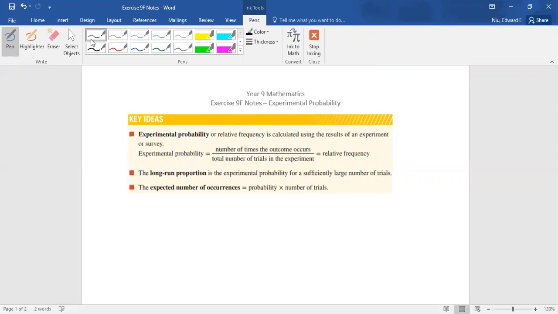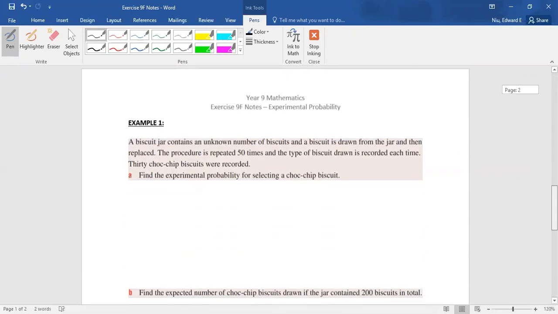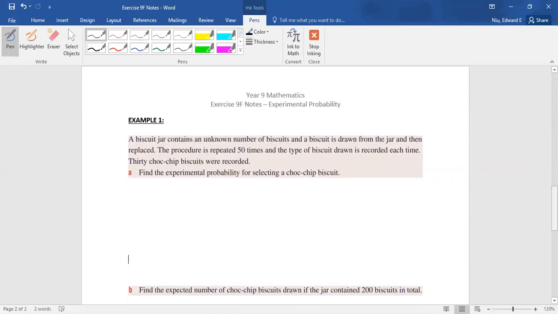So the experimental probability takes your results and turns it straight into a fraction and a probability or likelihood of it to happen. Let's take a look at an example to make a little more sense of this. Again, it's not super duper complicated. What we do is firstly underline the keywords. A biscuit jar contains an unknown number of biscuits, and a biscuit is drawn from the jar and then replaced. So what that means is you take a biscuit out and you put the biscuit back in. And then replaced means we put that biscuit right back in.